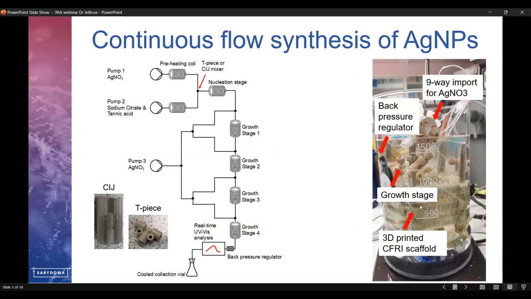So we've got what we call the lead demonstrator in an oil bath. And then we have growth stages, and the back pressure regulator helping suck the liquid into the collection vial. And then we have a 9-way manifold, an import manifold, for the introduction of silver nitrate.